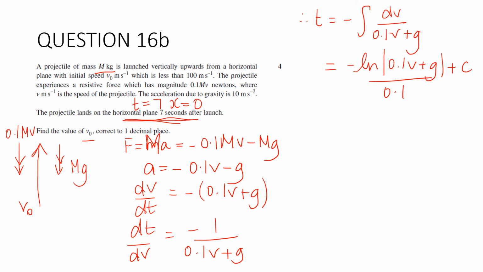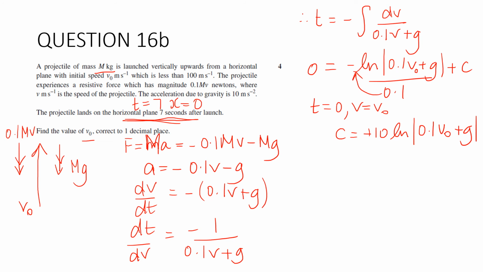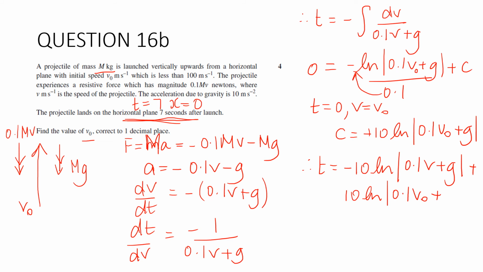Now, at t is equal to 0, v is equal to v naught, so we end up with 0 is equal to negative 10 ln 0.1 v naught plus g plus c. So c is going to be equal to, I'm going to take that up there, positive 10 ln 0.1 v naught plus g. Therefore, t is equal to negative 10 ln 0.1 v plus g plus 10 ln 0.1 v naught plus g, which is equal to 10 ln of 0.1 v naught plus g all over 0.1 v plus g.